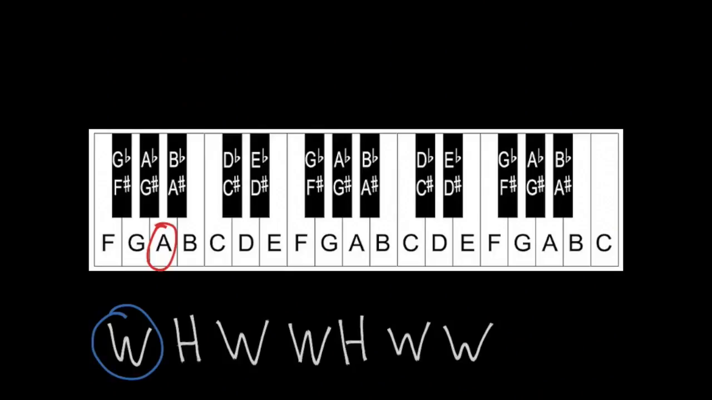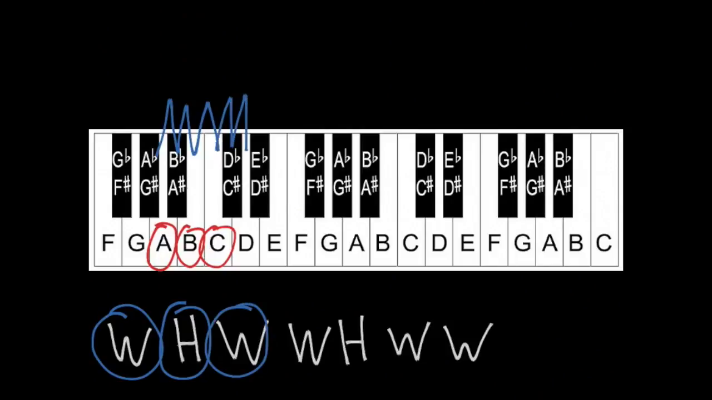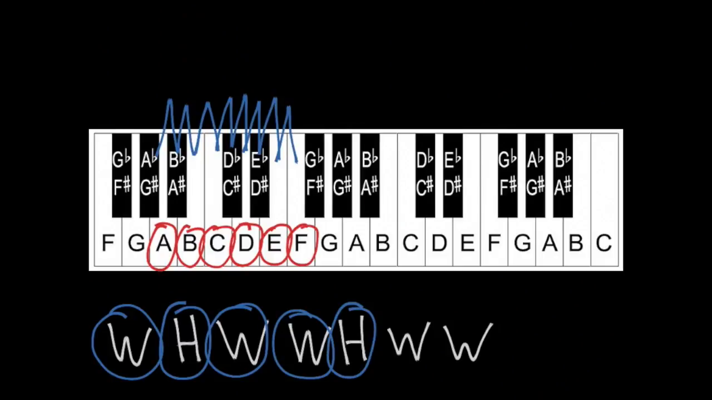So we will go up 2 half steps. That will land us on B. And then we need a half step, which will bring us to C. Then a whole step, which takes us to D. 1 more whole step, which brings us to E. And then our second half step, which brings us to F. And then we need another whole step. So we go from F up 2 half steps to G.